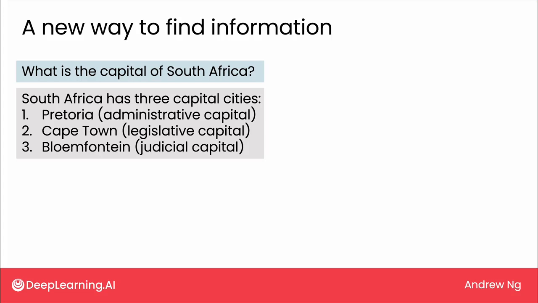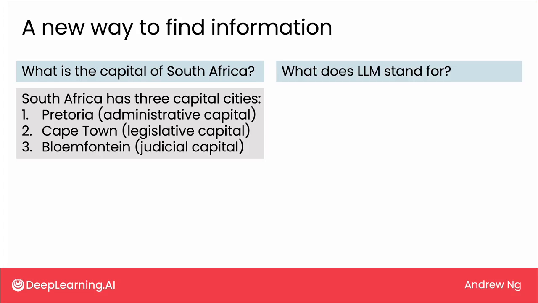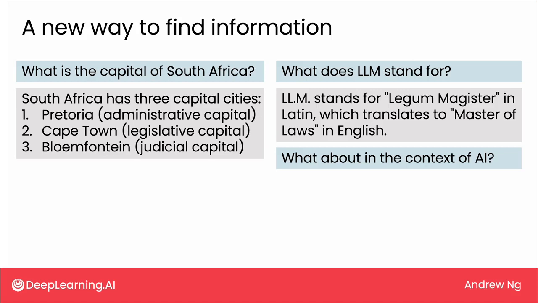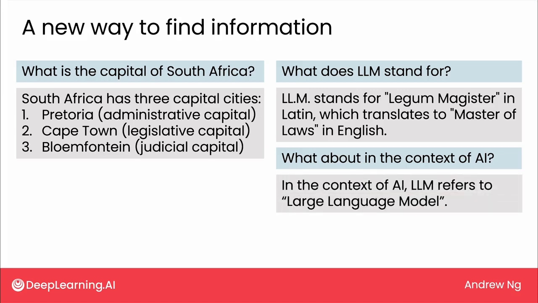And sometimes a back and forth with an LLM is helpful too. For example, if you ask, what does LLM stand for? It might answer LLM stands for Legum Magister, which is a term used in law and is actually a pretty common use of the acronym LLM on the internet. But if you were to then say, what about in the context of AI? Then hopefully it'll say, in the context of AI, an LLM refers to a large language model.